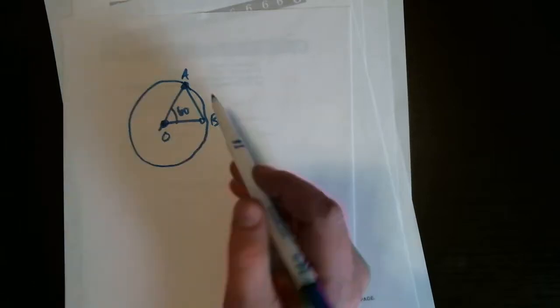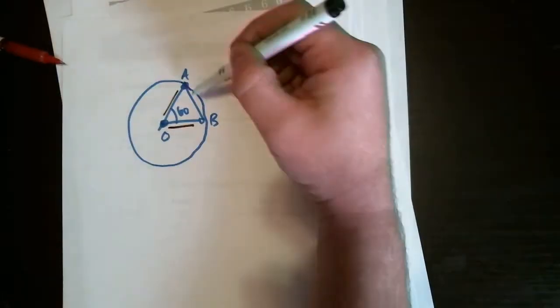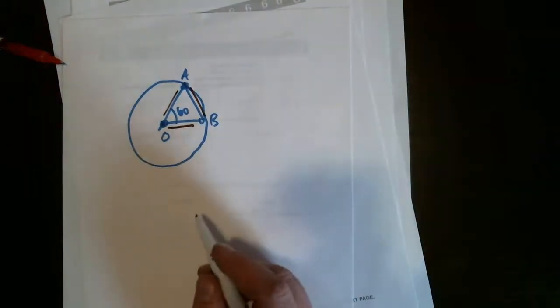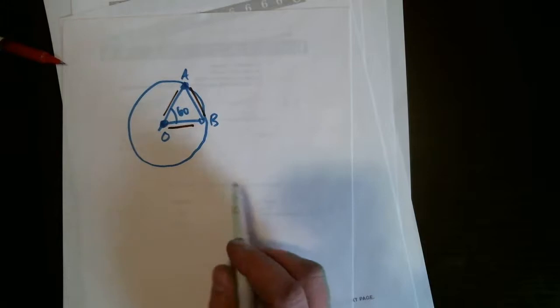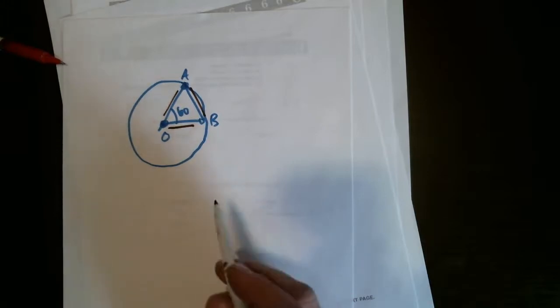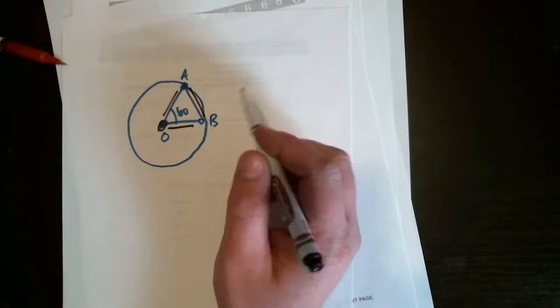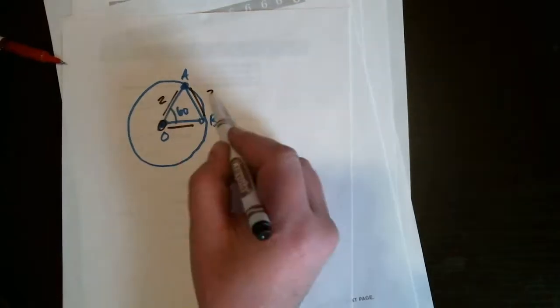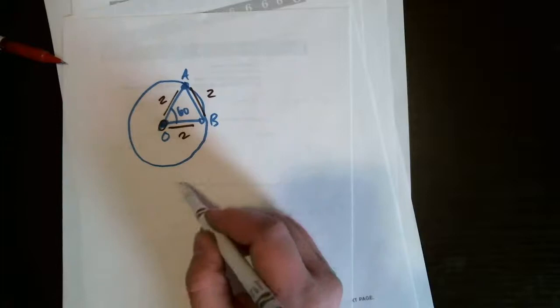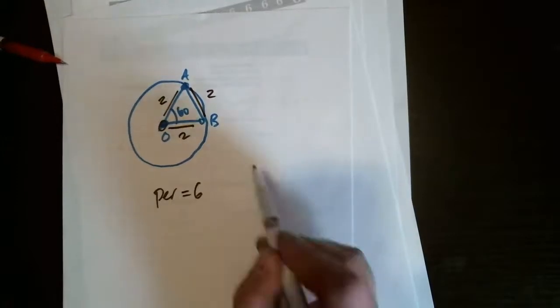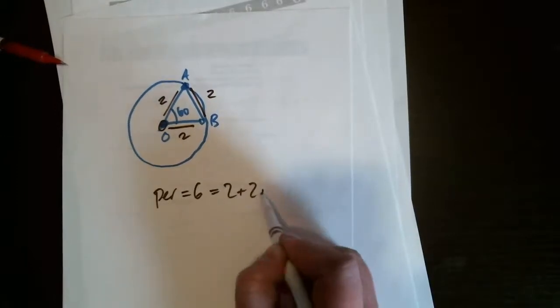But if the perimeter of the AOB is 6, then this side plus this side plus this side, add them up and you get 6. So then, should the O to B be 2? Right. And so if we had to guess, 2, 2, and 2. Perimeter equals 6 is 2 plus 2 plus 2.